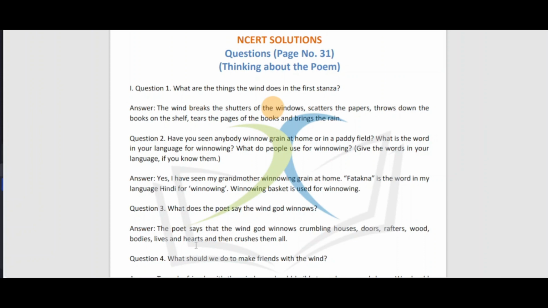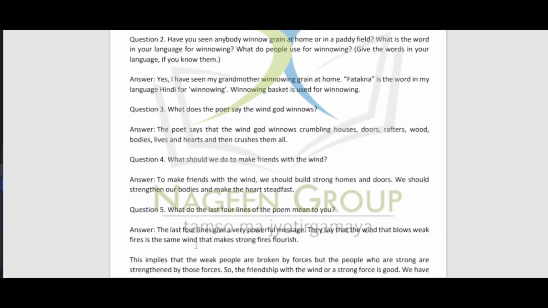We do have question number 4. What should we do to make friends with the wind? हमें क्या करना होगा अगर हमें wind के साथ friendship करनी है तो हमने पढ़ा था poem में that we should build strong homes and doors. We should strengthen our bodies and make the heart beat fast. हमें क्या करना है, हर चीज को बहुत मजबूत बनाना है. If we want to become the friend of the wind, we need to build strong homes, strong doors, and we should strengthen our bodies. हमें अपनी body की power को increase करना होगा and heart beat fast. और अपने जो दिल को क्या करना होगा, एक बहुत ज्यादा मजबूत बनाना होगा.